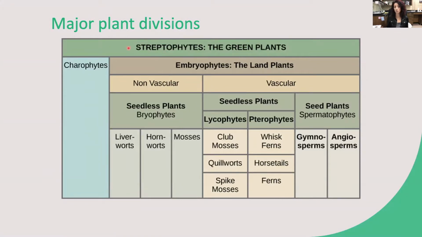These are streptophytes. Beneath that, the land plants are called embryophytes. And then you see we have these two major divisions, the non-vascular plants and the vascular plants. So for right now, let us focus on what we call the seedless plants. And notice that this bridges both non-vascular and vascular types of plants. So what do we mean by a seedless plant?